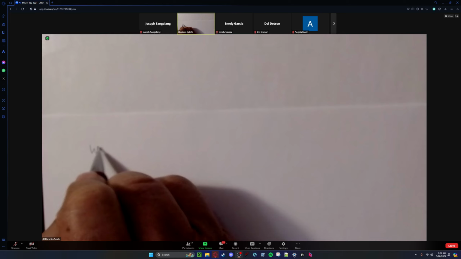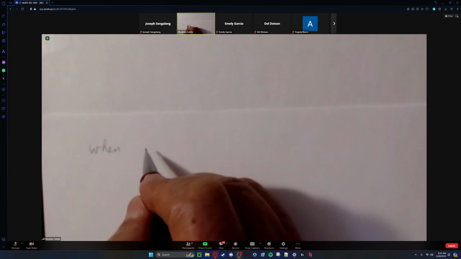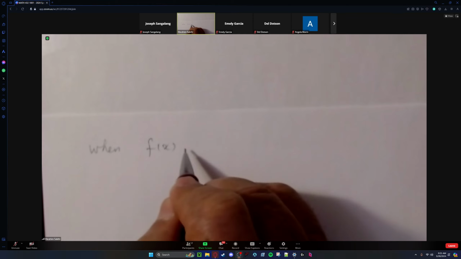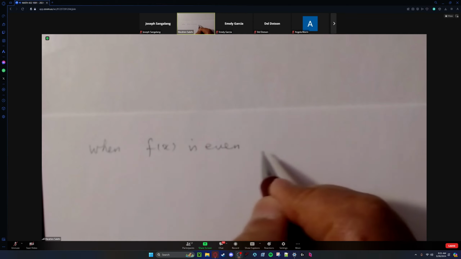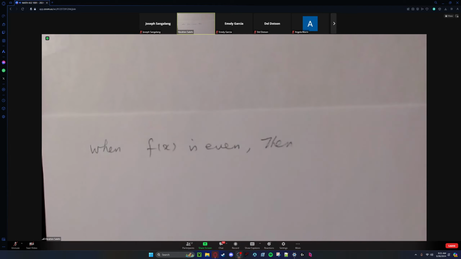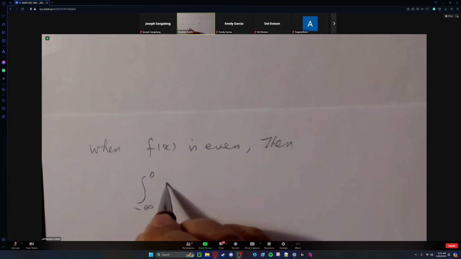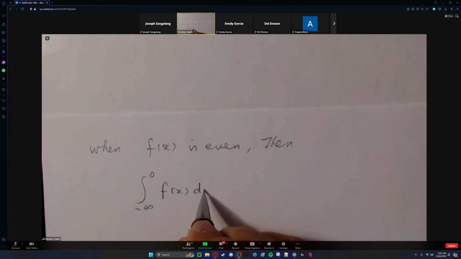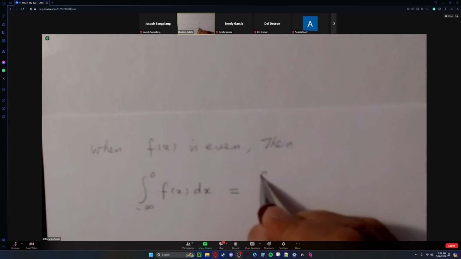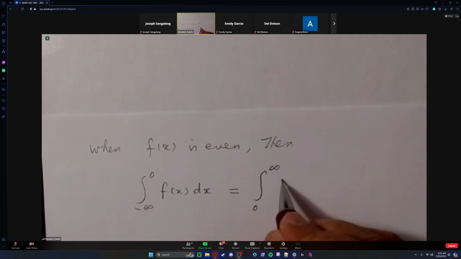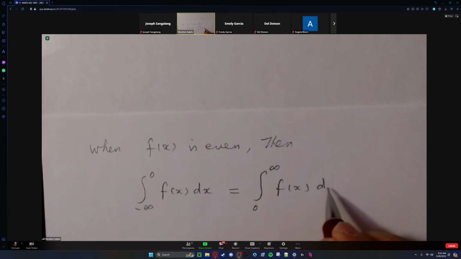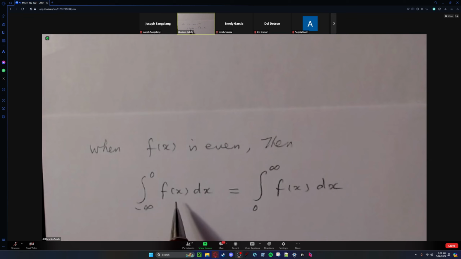When f of x is even, then the integral from negative infinity to 0 of f of x dx is the same as the integral from 0 to infinity of f of x dx. You just do a change of variable in this one. A change of variable.